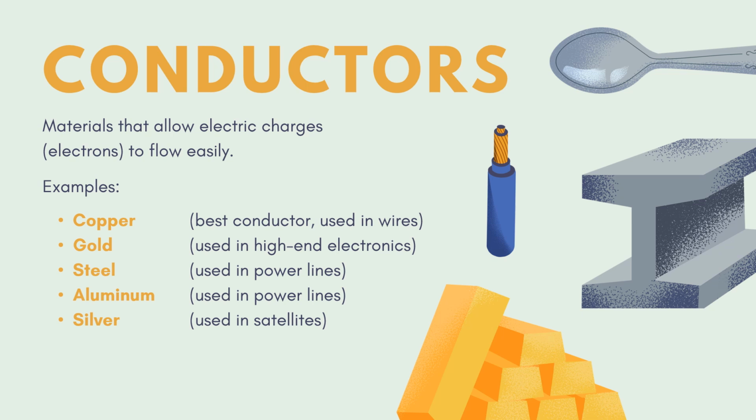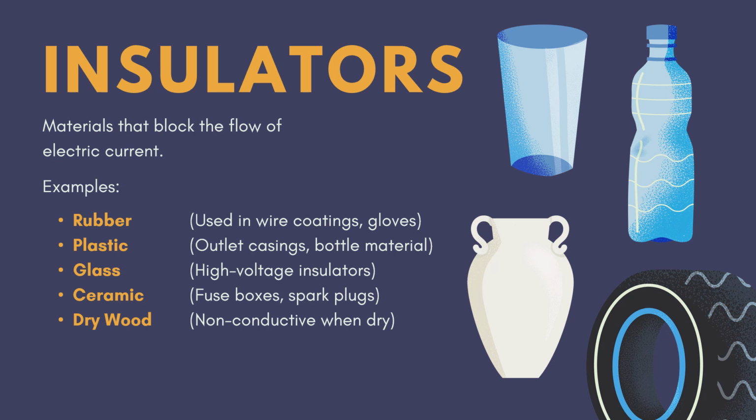Conductors. Materials that allow electrical charges, the electrons, to flow easily are called conductors. Some examples are copper, gold, steel, aluminum, and silver. Insulators. The materials that block the flow of electric current are called insulators. Some examples are rubber, plastic, glass, ceramics, and dry wood.